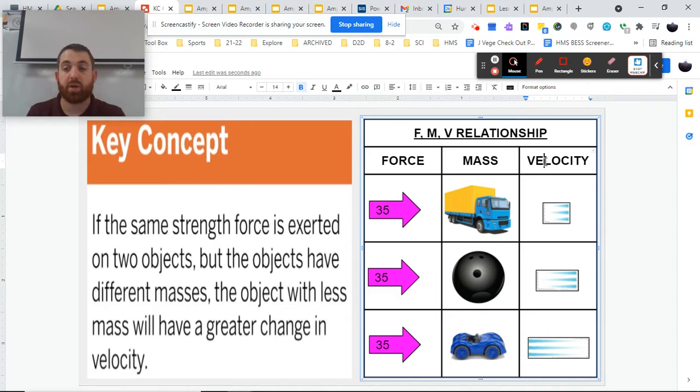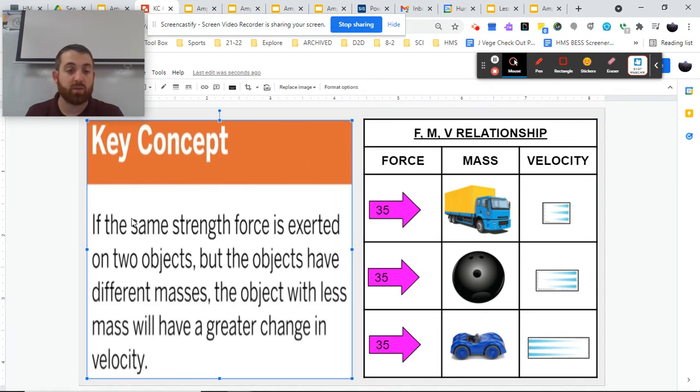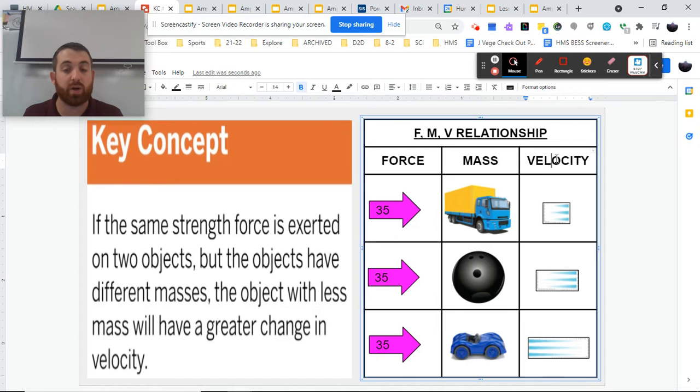So, in a relationship, when it comes to force, mass, and velocity, we like to look at this idea that if the same strength force is exerted on two objects, but the objects have different masses, the objects with less mass will have a greater change in velocity. So, what that tells us is about these three things and how they act with one another. How, if we have one, we can usually infer how that's going to affect the other.